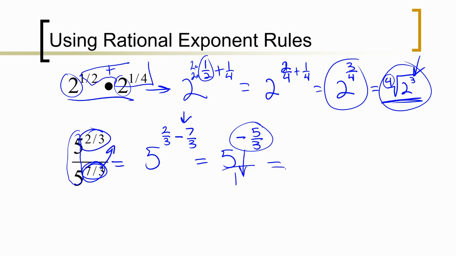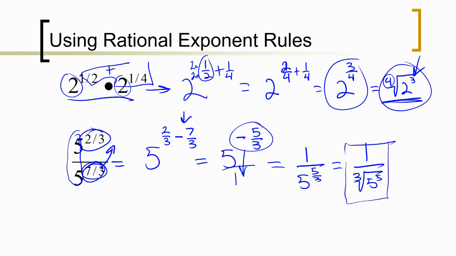So we want to rewrite it, flip it to make it the reciprocal, 1/5 to the 5/3, which you can rewrite to be the 1 over the cube root of 5 to the 5th. Now we can reduce powers and do something with that and pull a 5 out, but we're just going to leave it there for now.